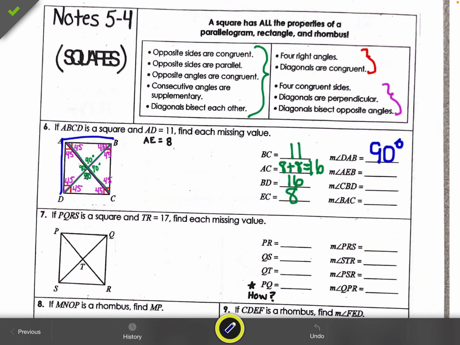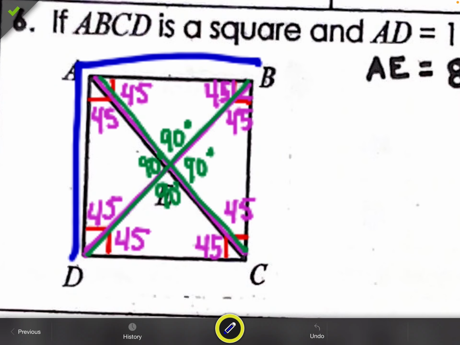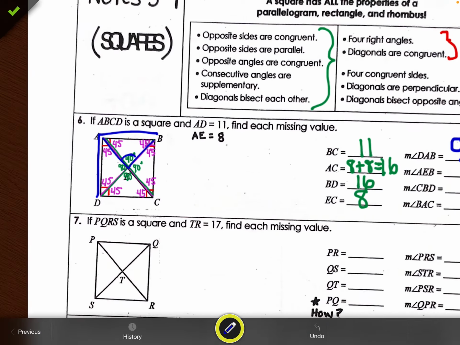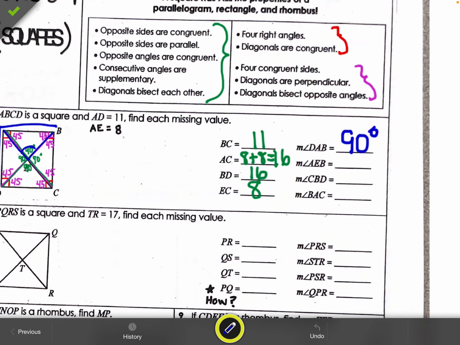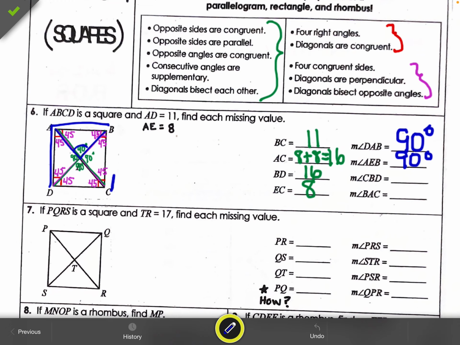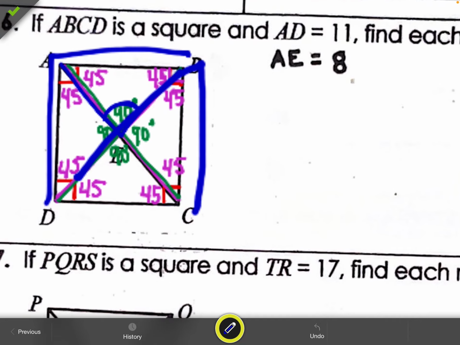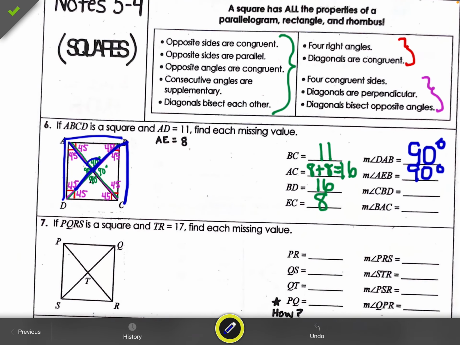All right, AEB. Remember E's in the middle. I kind of wrote all over it. So AEB, A down to E, up to B. You want that angle right there. So we know the angles in the middle are 90. CBD. Again, you just got to trace. C up to B, down to D. And that was not a good trace, but CBD, that would be 45.